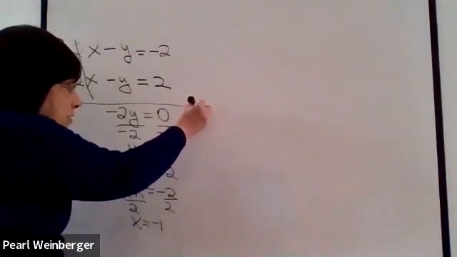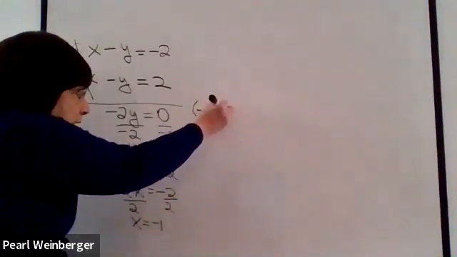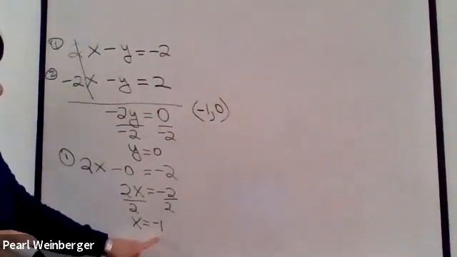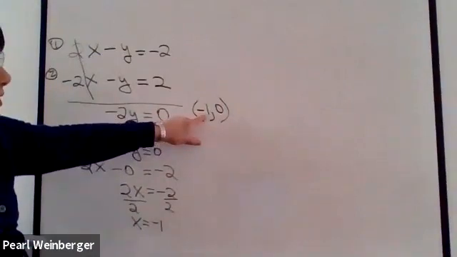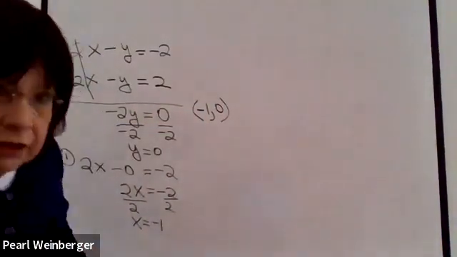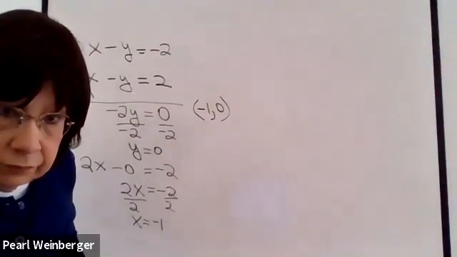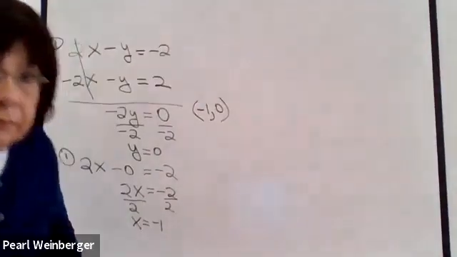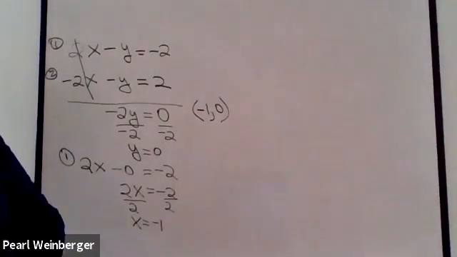It is a consistent system of equations, and the point of intersection, remember, I always have to put the x number first, is the point (-1, 0). Is that clear? Any questions about that? If not, I want to do another problem.